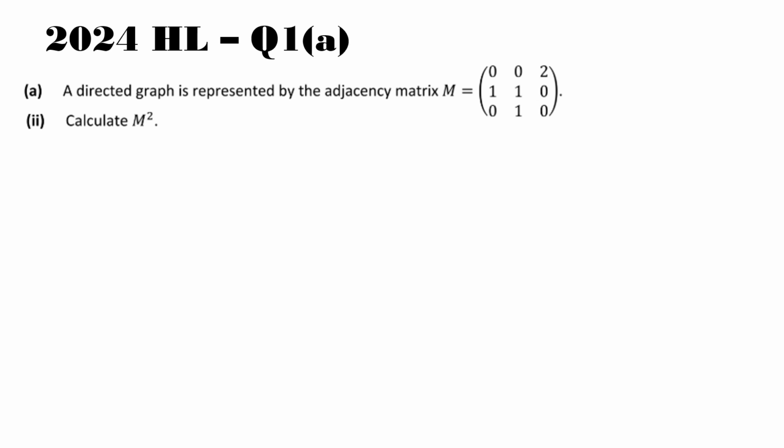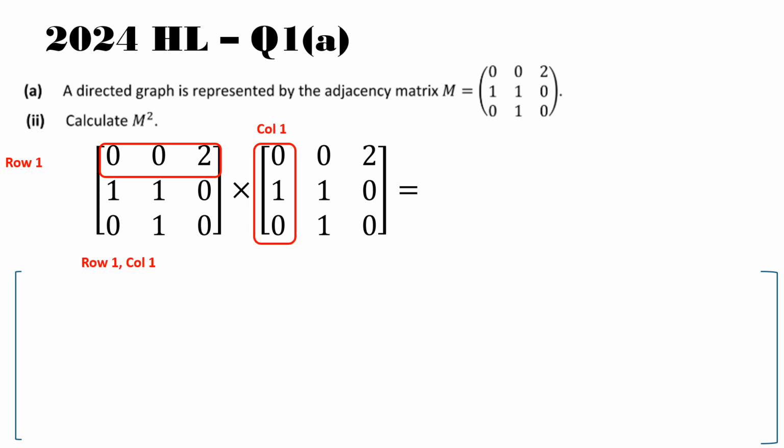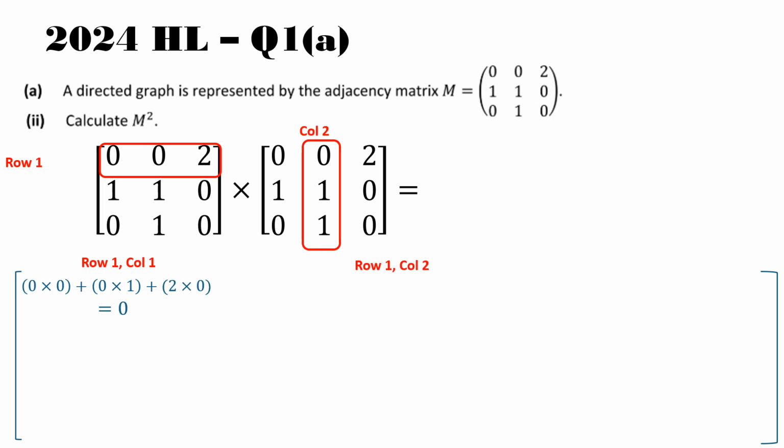So then it asks us to calculate M squared. So we're taking our matrix M and we're multiplying it by itself. So we're doing a 3 by 3. Our focus is on multiplying the rows in the first matrix by the columns in the second. So we start with row 1 and multiply it by column 1. That works out as 0 by 0 plus 0 by 1 plus 2 by 0, which gives us a final answer of just 0.